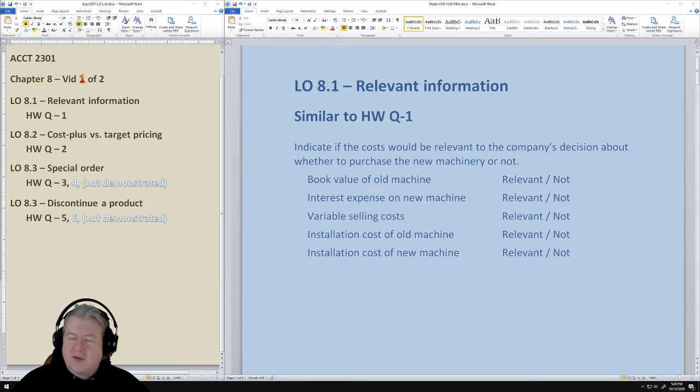If you are running a factory and someone comes in with a special order, should you take it or not? Should you discontinue a product or not? Should you improve a product or leave a product as is? And various kinds of special case scenarios.